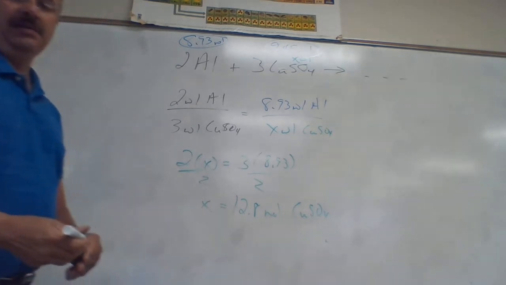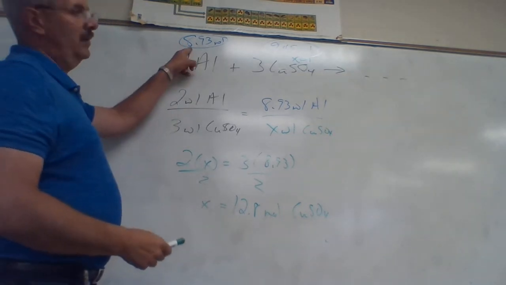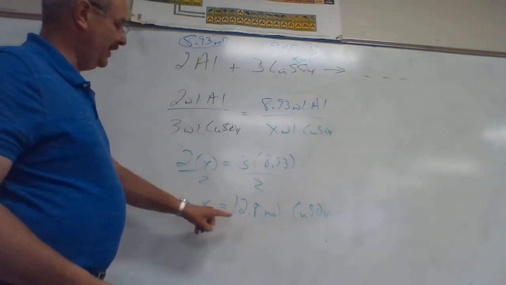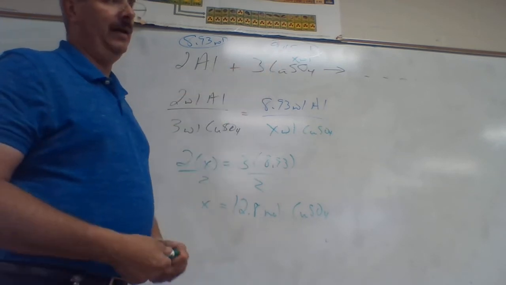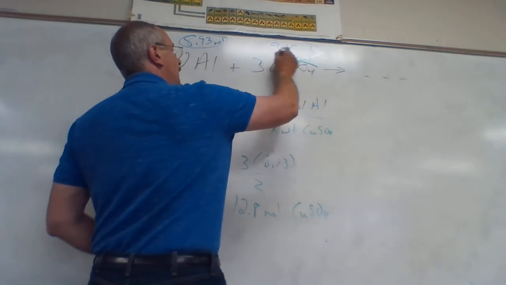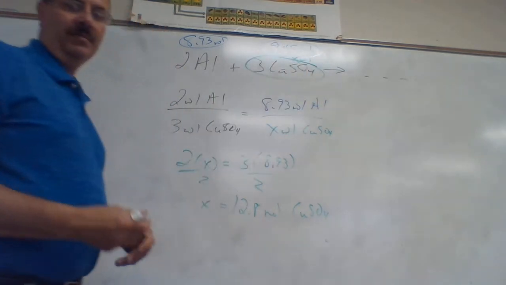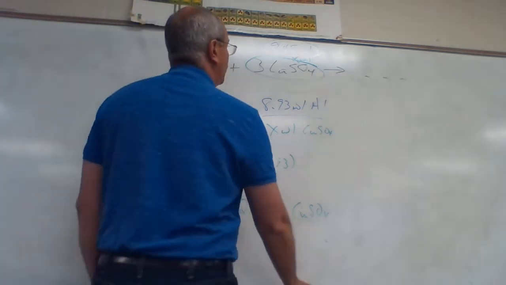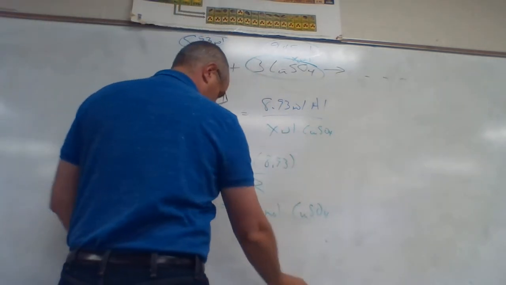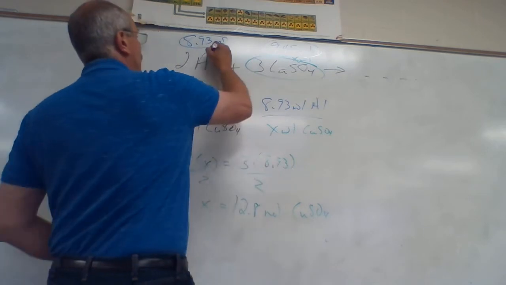Now you have to interpret that and go, okay, what does that mean? If I use all 8.93 moles I have of this, I need 12.8 moles of this. Do I have that? No, I only got 9.45. So that means this guy right there, that is my limiting reagent, according to this question. Now, what if you did it the other way around? What if you made this X? So let's do that in red.